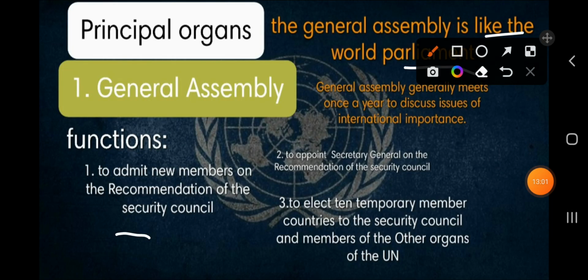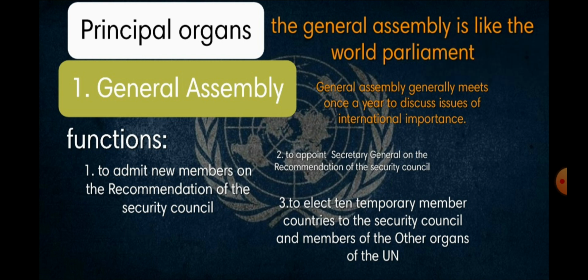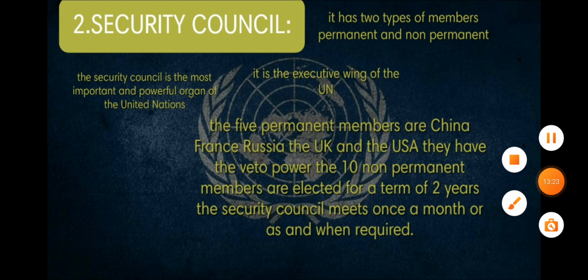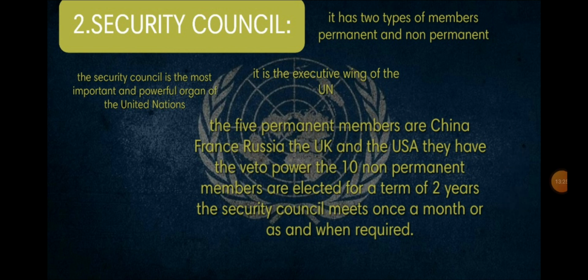To appoint Secretary General on the recommendation of the Security Council, and the third one is to elect 10 temporary member countries to the Security Council and members of the other organs of the UN. So these are the 3 functions of the General Assembly. Now the Security Council. So it has 2 types of members, permanent and non-permanent. So 5 are permanent and 10 are non-permanent.